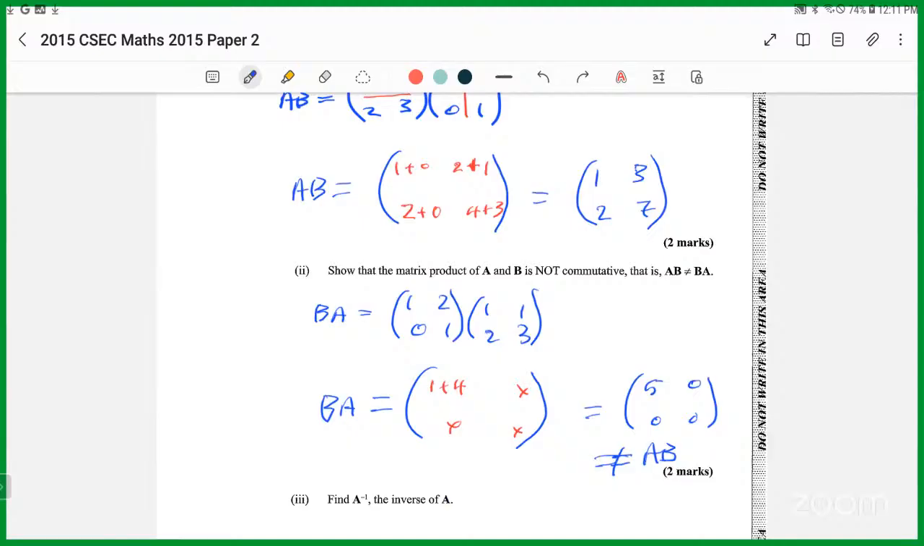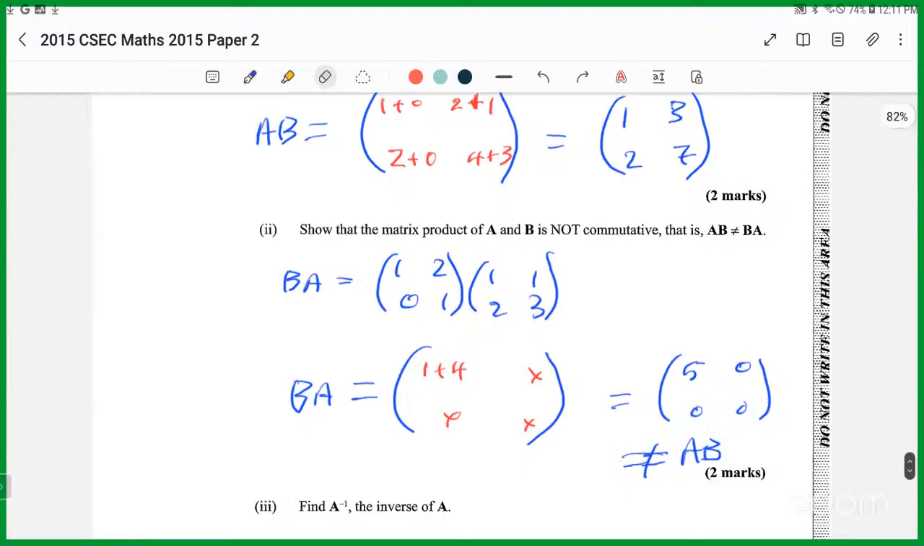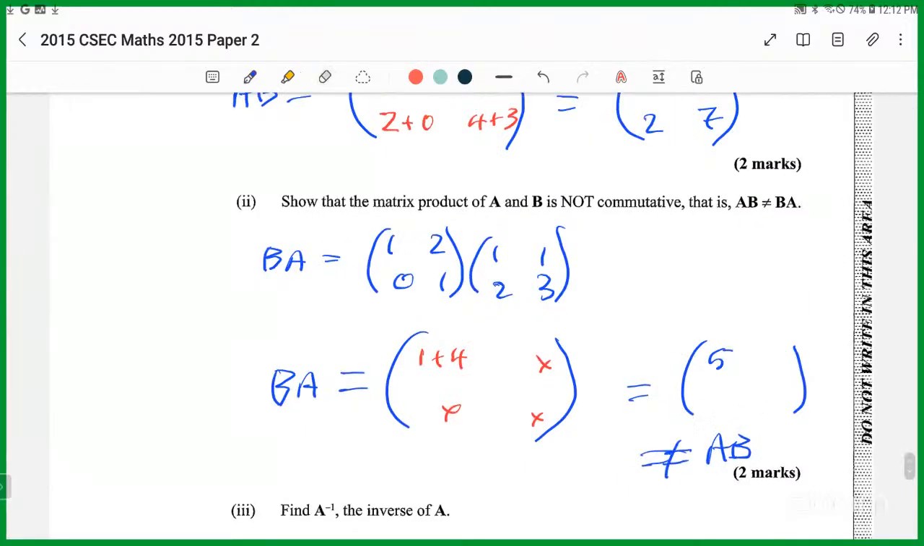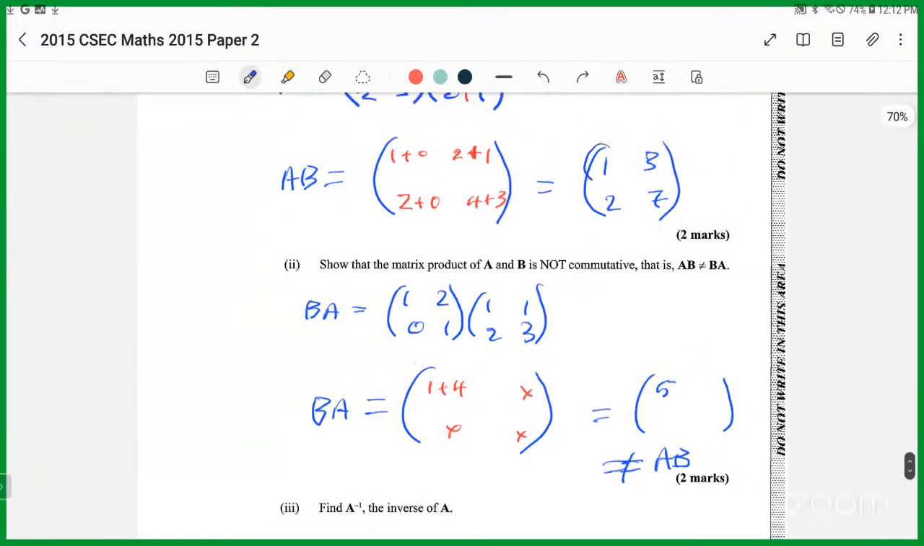Oh, I put in 0, my mistake. These are not zeros, we just didn't work them out. I don't need to work them out. Once the first value is different, they're different. So they're not zeros, my mistake. Once the first value is different, then they're not the same. I don't have to work out all of them to show that.